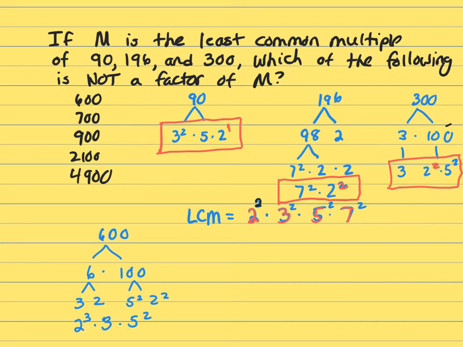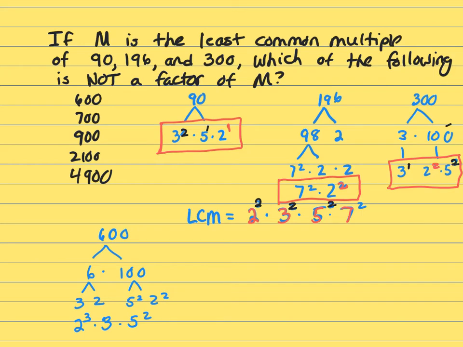3s: in 90, you have two 3s. In 196, you don't have any. In 300, you have one. What was the most? Twice. Do the same thing for 5s. You have one 5, no 5s, two 5s. The most it showed up was twice.